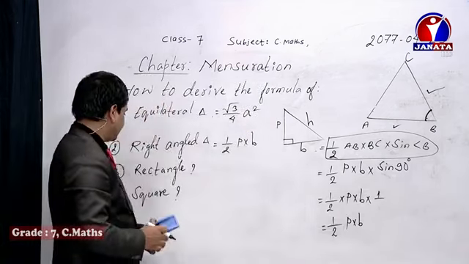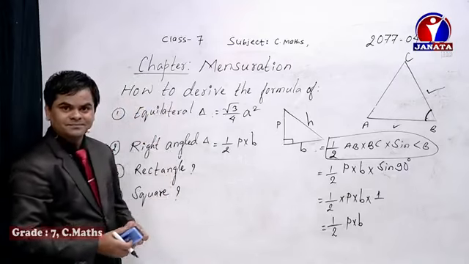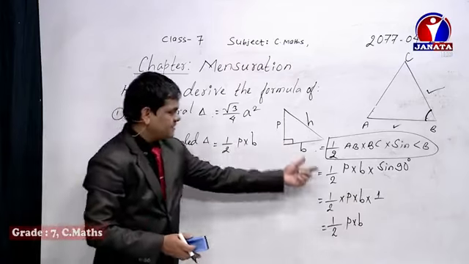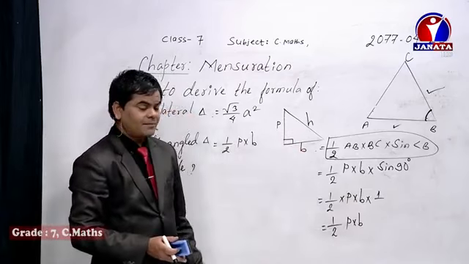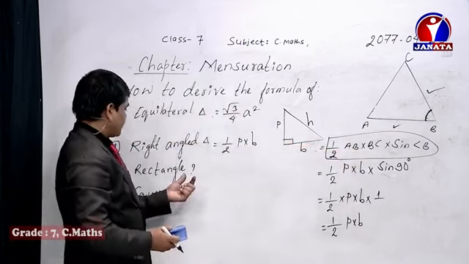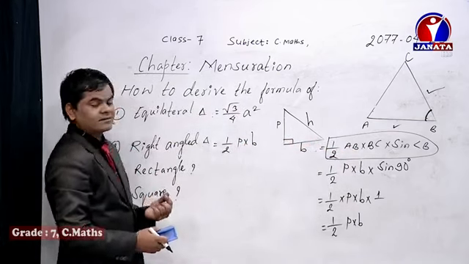Now let's start again to prepare the formula of the rectangle as well as the square. So I am going to erase the figure as well as the derivation of the right angle triangle. I am going to derive, by using the same formula, the area of a rectangle.